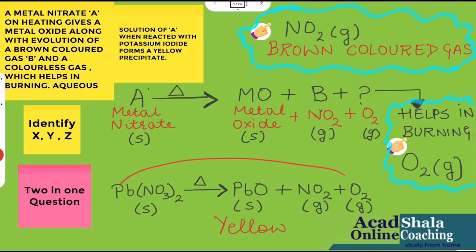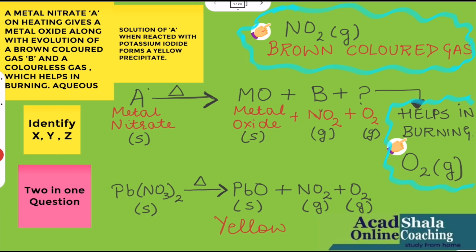So this is the first equation which we have formed for this particular part of this question. So Pb(NO3)2, when we heat, we get PbO plus NO2 plus O2, and balance it, children. Clear? Now the second part says aqueous solution of A when reacted with potassium iodide forms a yellow precipitate.